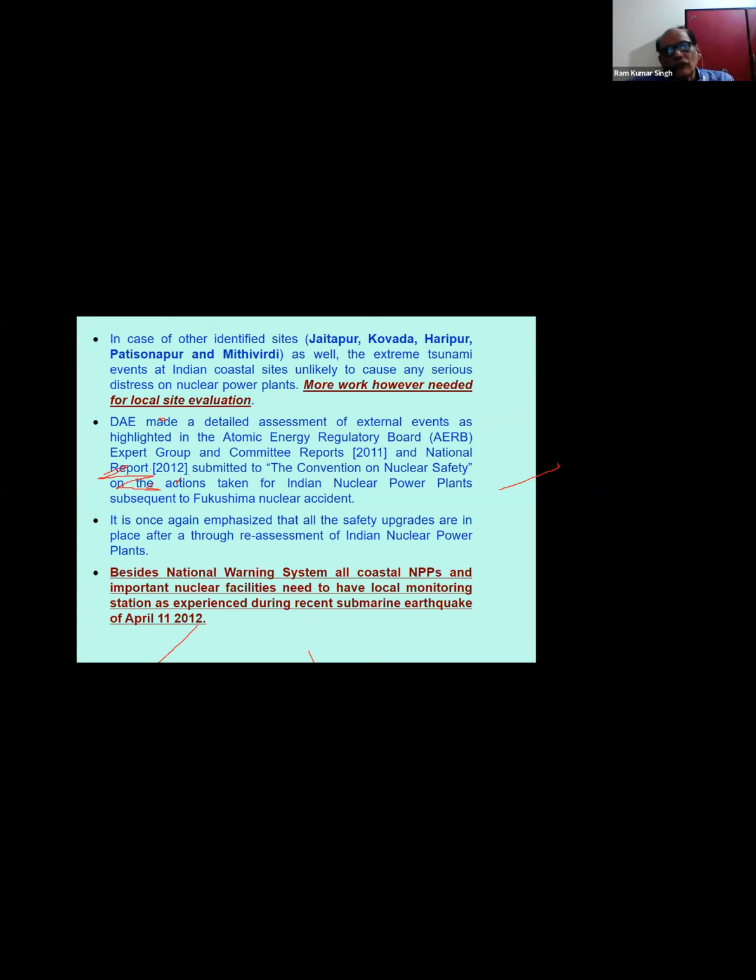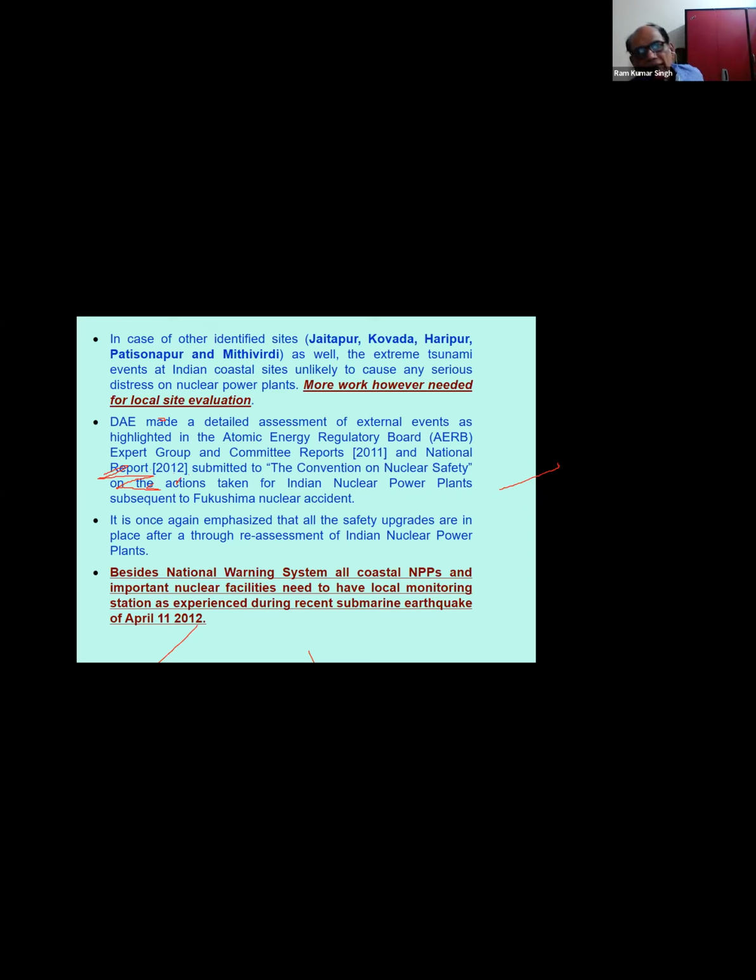Then we could also do work for Jaitapur, Kovvada, Haripur, Pati Sonapur, and Mithi Virdi. At least from the global model, we could predict the nominal value of the wave run-up. Of course, more work will be required for the local site evaluation in terms of data collection, then plant layout and so on, because finally how the wave run-up takes place and what is the inundation risk is also important for the layout. I think some work has been done in AERB, and I believe that it will be continuing.